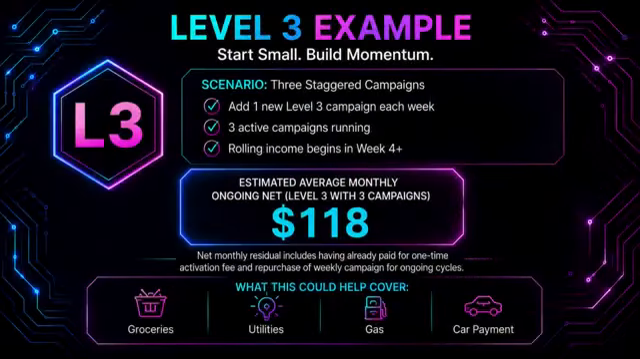Here is a level 3 example using 3 staggered campaigns. In this scenario, the member adds one new level 3 campaign each week. Once the strategy is fully active, they have 3 campaigns running at different stages. The estimated average monthly ongoing net is 118 USDT. This net example factors that the one-time activation fee has already been handled and that the weekly campaign repurchase is also already factored into the ongoing cycle. At this level, the income may not be life-changing, but it can help with everyday expenses like groceries, utilities, gas, or part of a car payment.